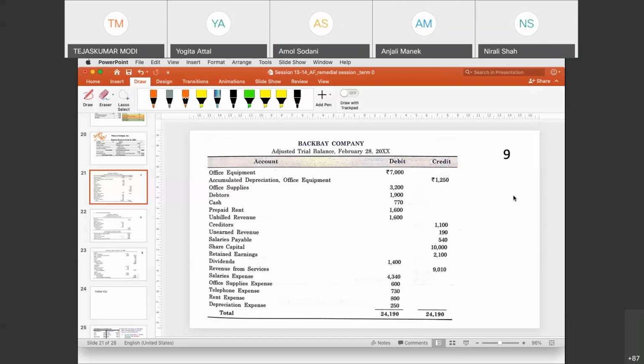What I'm saying is this 1250 already includes 250. Don't forget the entire accounting process. The trial balance is prepared after the transactions are recorded, after the transactions are journalized, and the transactions are classified into T accounts. So this 1250 includes 250 because the journal entry has been passed, and that is how it is appearing in the trial balance. I hope you get it, beta.